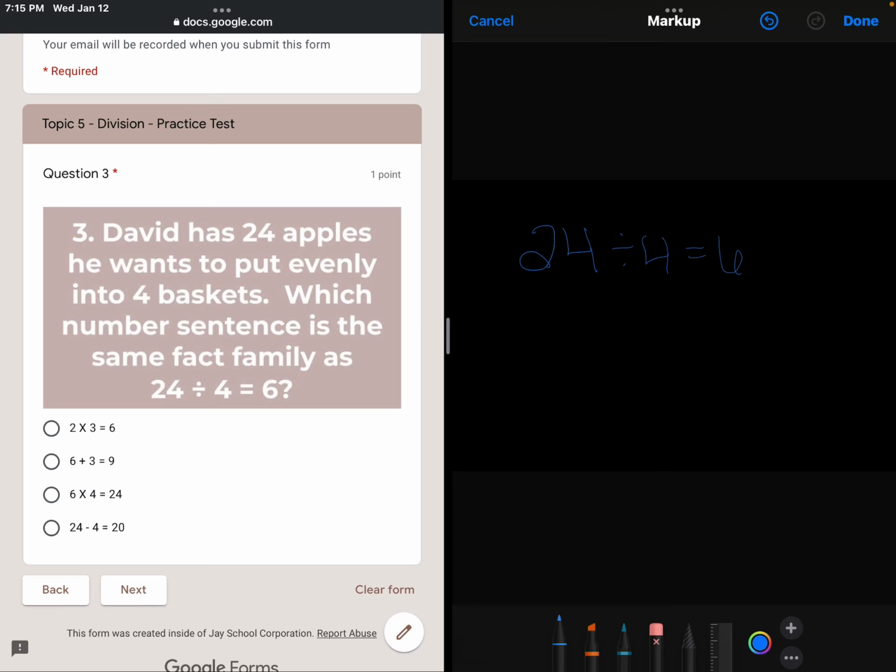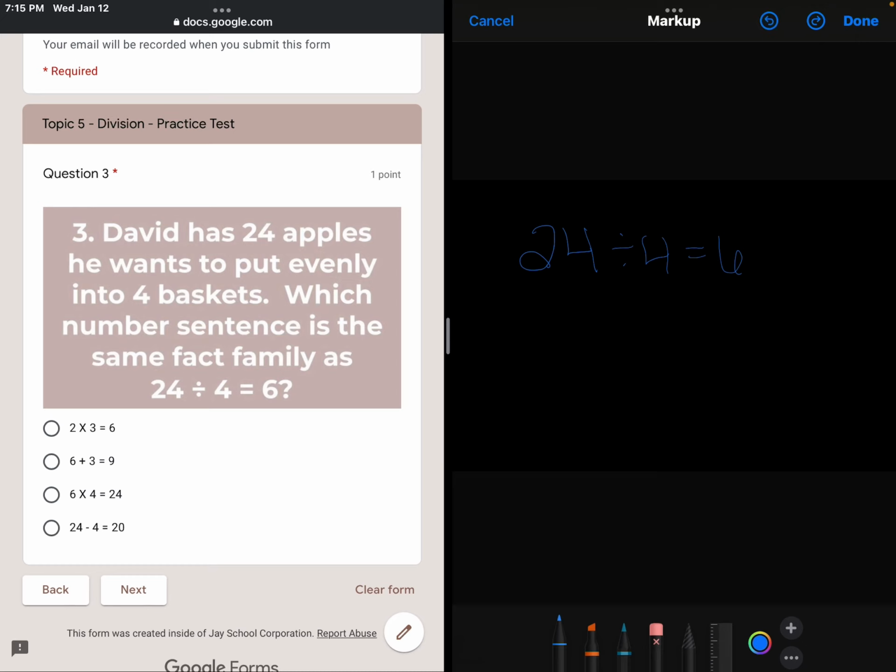Okay. So now I just need to make sure that they have the same numbers, because I also know fact families use all of the 3 same numbers. Okay. So 2 times 3 equals 6 is my other equation. Well, I see that the 6s are the same. Are any other numbers the same? No. Okay, so that's not going to work. Let's try the other one.